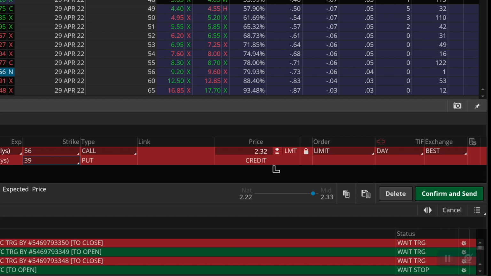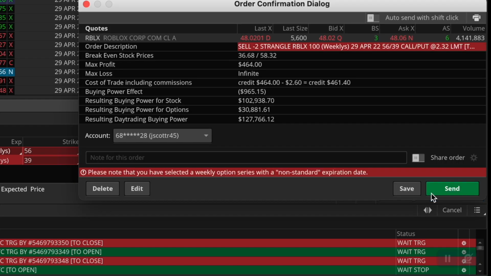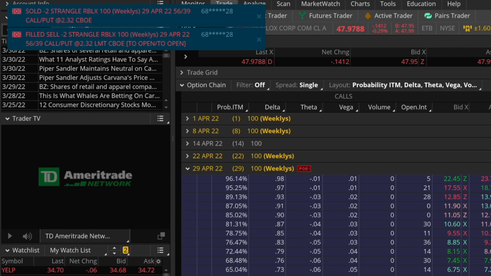And so then lastly, we'll go to confirm and send and take a look at the buying power effect for this trade. So right now, this trade's going to require about $1,000 of capital to be tied up. That's totally fine. Typically, I want to be under 5% of my account allocated for one individual trade. So again, this is totally fine here. And then we'll go to send. And there we go. Just got filled at exactly 232.